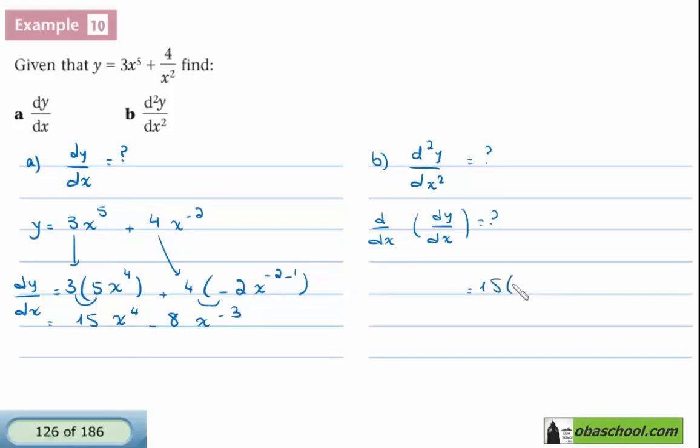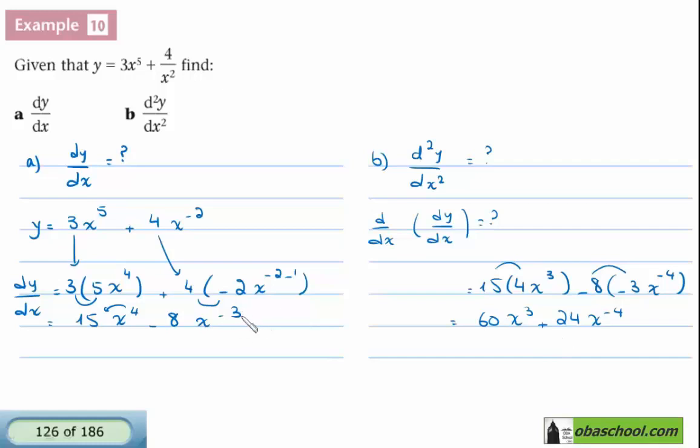So we get 15 multiplied by the power 4, multiplied by x, and we reduce 1 from the x power, that is 3. Then minus 8 multiplied by the power, that is minus 3, and we reduce 1 from the x power, so it becomes minus 3 minus 1, which is minus 4. Therefore this is equal to 15 multiplied by 4 is 60x to the power 3, minus 8 times minus 3 is plus 24 multiplied by x to the power minus 4.